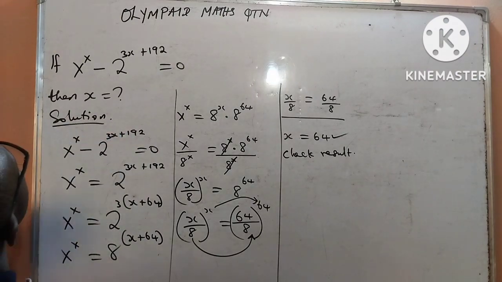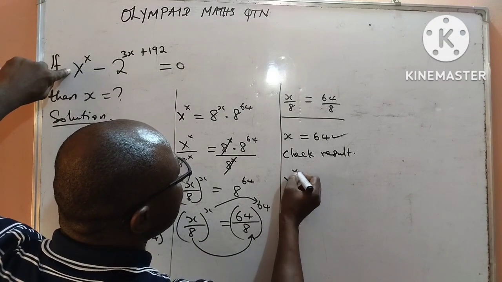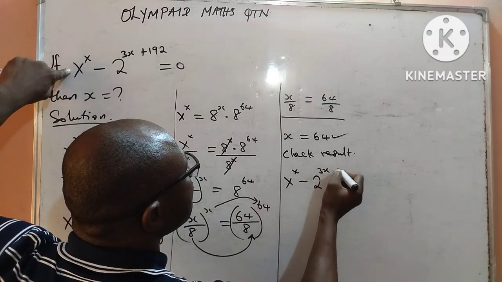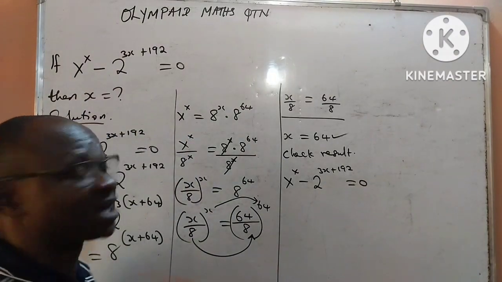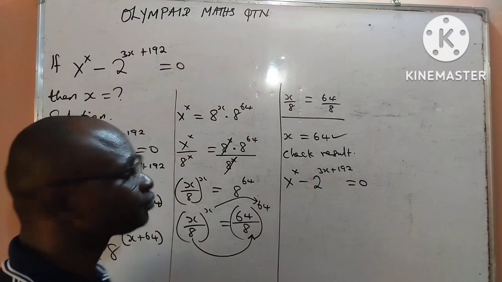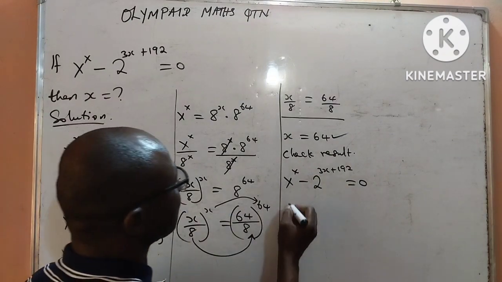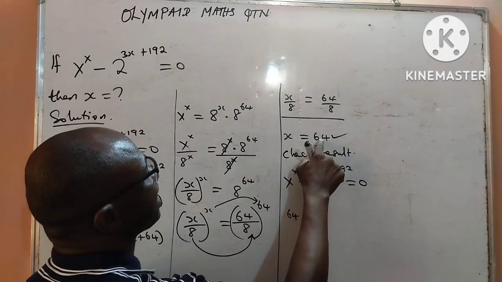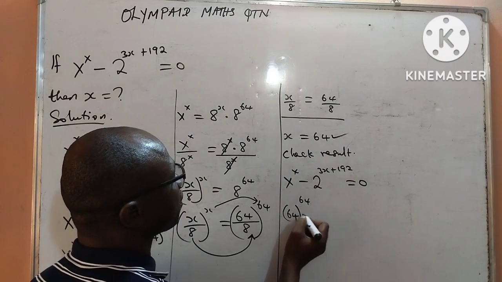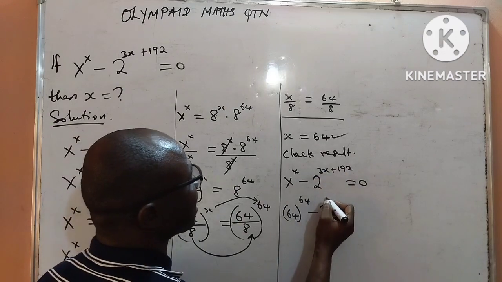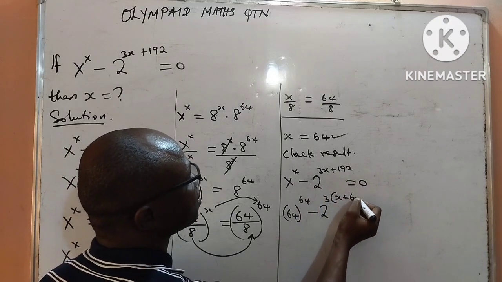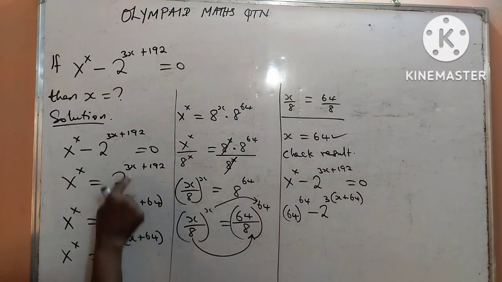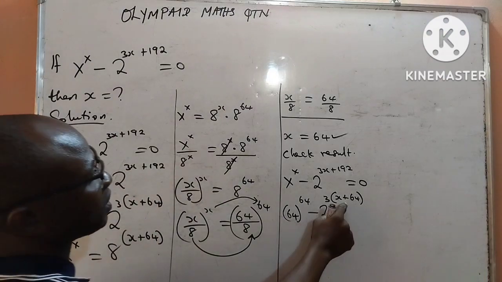Therefore, what I will now do, I am given x to the power x minus 2 to 3x plus 192. I want to see if it will be equal to 0 when I replace the values of x equal to 64. What will I now do? I can now do 64, which is x, to the power of 64 minus 2. I want to factor here as 3 into x plus 64. This is where we did that. 3x plus 192 is the same as 3 into x plus 64. So that is what I have repeated.